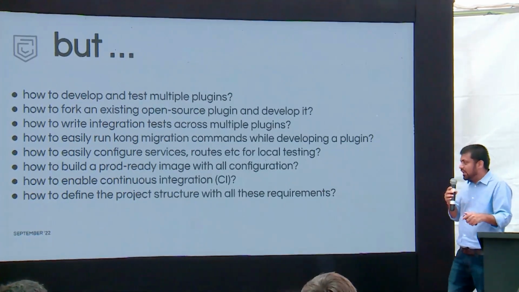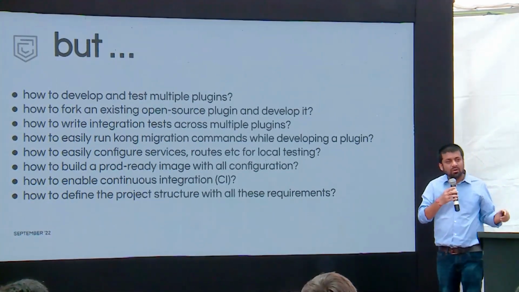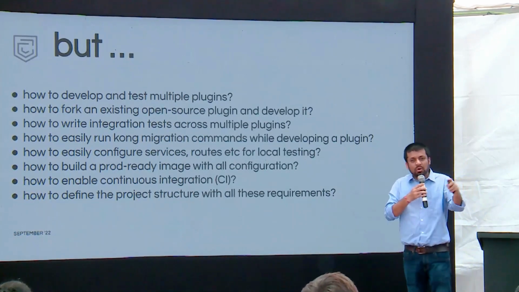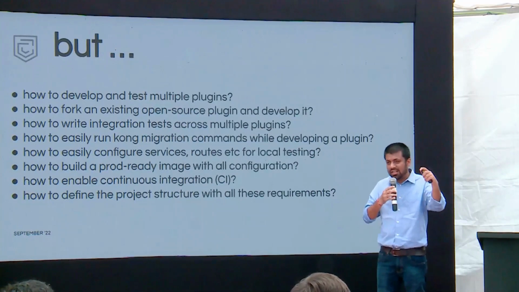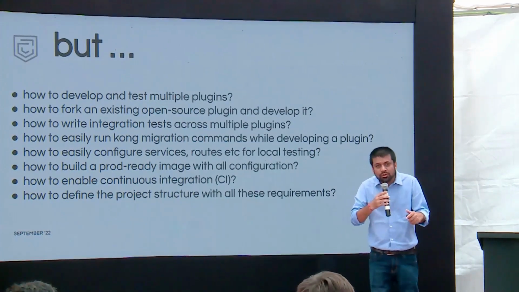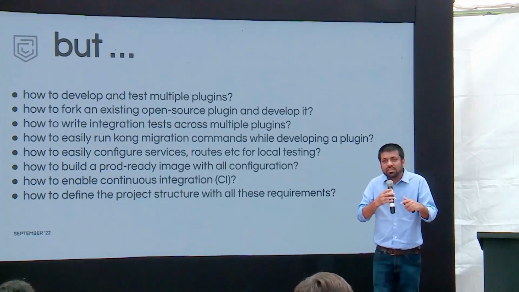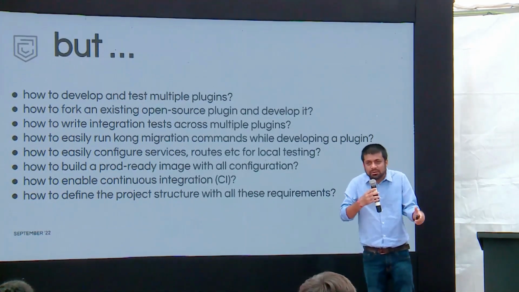And then at a high level, how do you define this project structure in Kong? If you go to Java or Golang or whatever, there are certain best practices or conventions around how you should structure your code. But how do you structure a Kong repo which has multiple plugins? What is the best practice there?